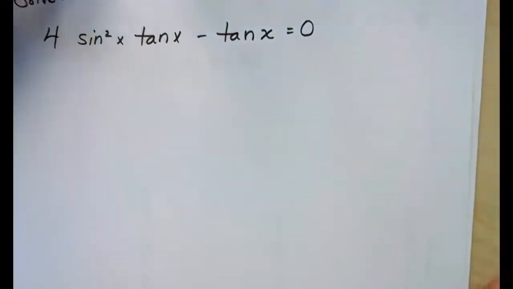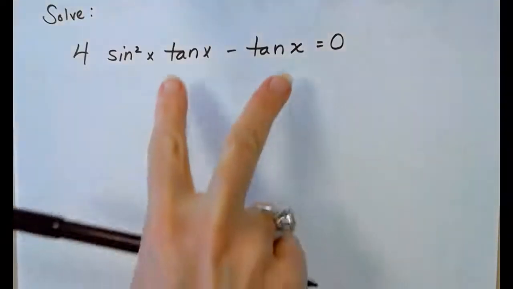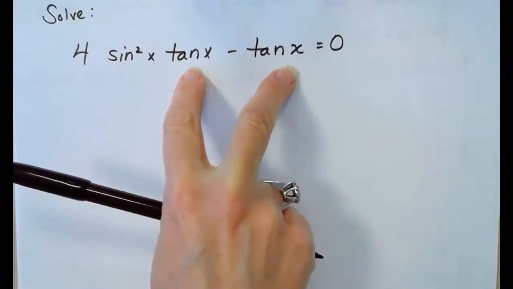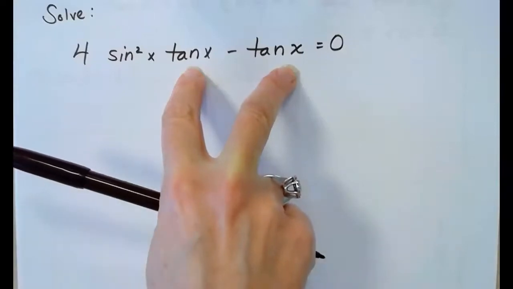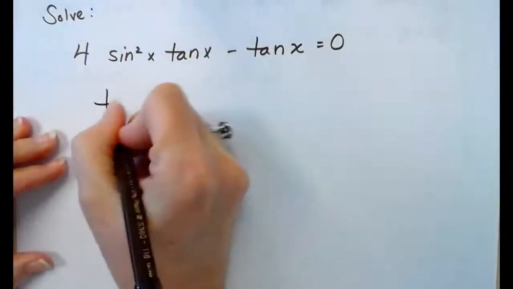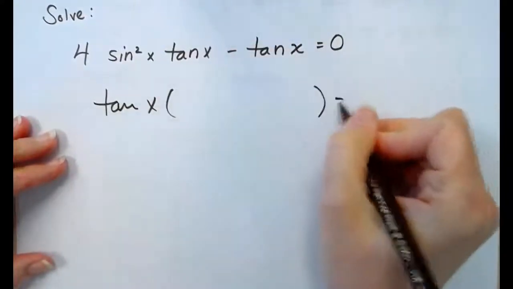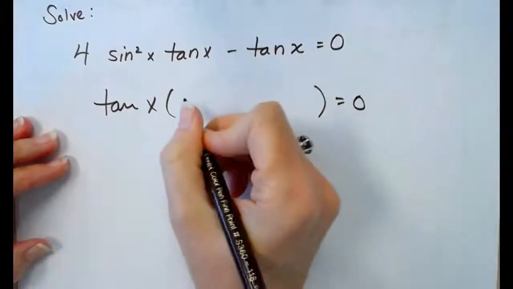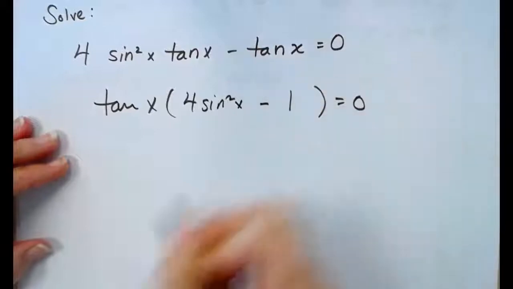Next, we've got a solve. And I specifically picked out this problem again to remind everybody that if you see an opportunity not to divide away a greatest common factor, but to bring out that greatest common factor, while of course we're set equal to 0, this is what we want to do. So tan x is coming out. That leaves 4 sine squared x minus 1.